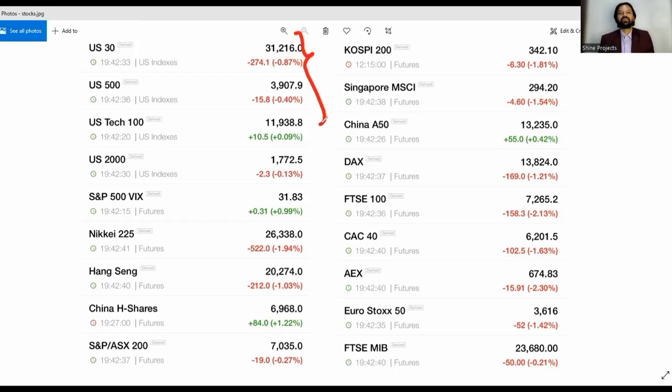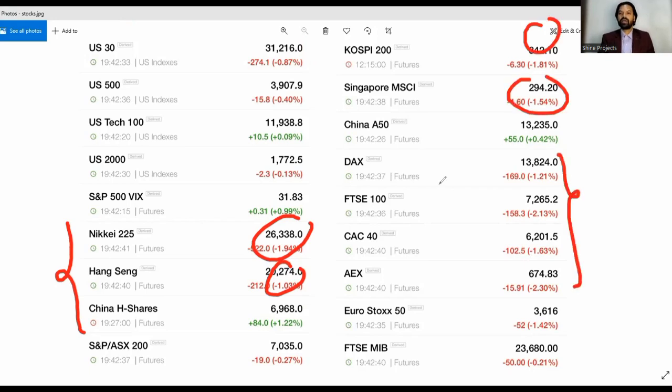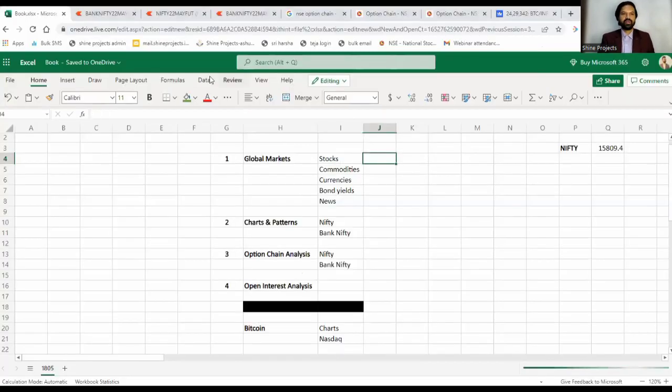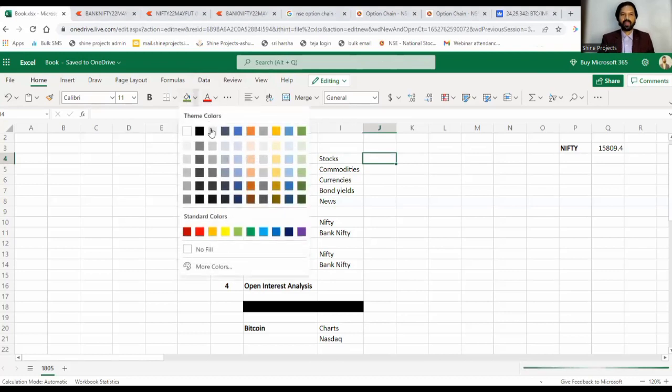Currently the US market, after falling a lot yesterday, even the futures are showing a negative trend today. And if the US market falls down, naturally the Asian markets are also in the deep red. Asian markets mostly, including Singapore, Hong Kong, and the European markets are also in the red. So what I'll be marking in my Excel is a red color for the stock futures.